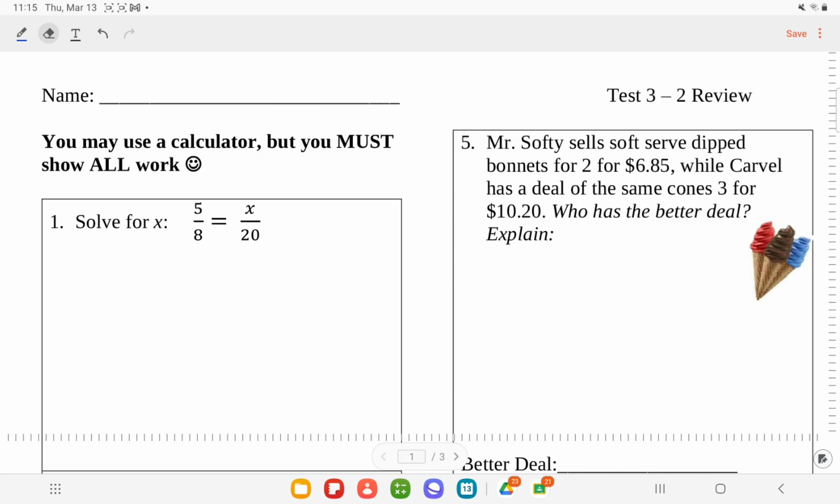Some of the topics on this test are ratios and proportions, inequalities, solving inequalities, translating inequalities, and graphing them. So let's get started. Solve for x.